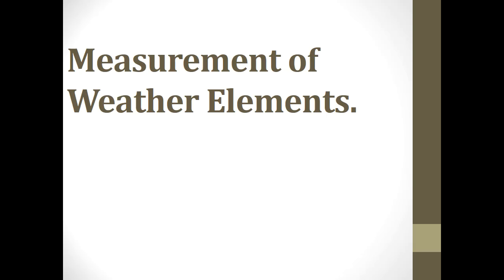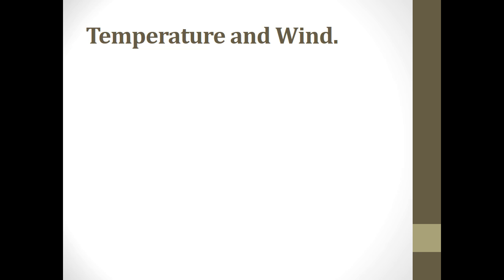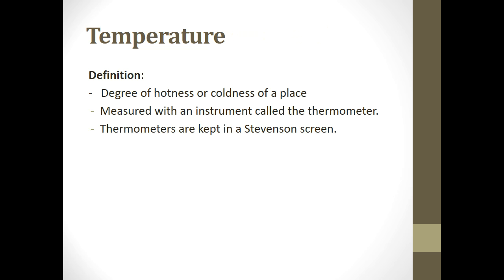Elements we shall be considering today are temperature and wind. First and foremost, we shall begin by looking at what temperature is and the instrument used for measuring temperature. What then is temperature? Temperature can be defined as the degree of hotness or coldness of a place. It is usually measured with an instrument called the thermometer.